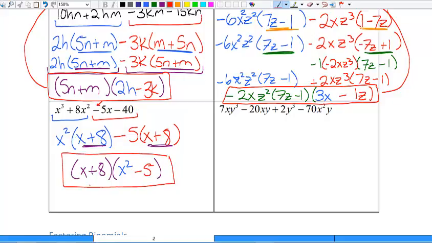There's nothing else that can be factored out of either of these, so we know we are completely factored. In my next problem, I'll take the first two and make them the blue group, take the second two and make them the red group.